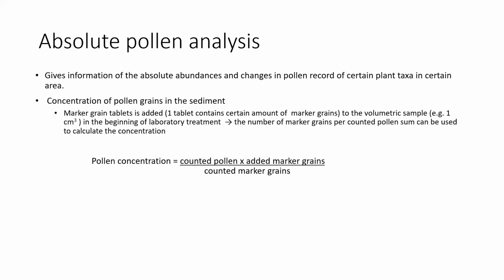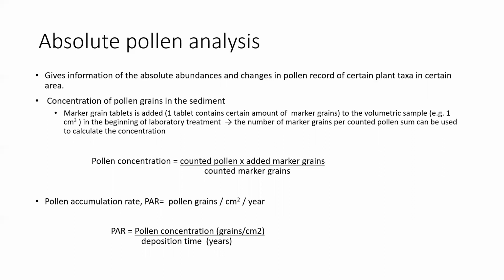And then when we count the marker grains per counted pollen sample, we can use this information to calculate the concentration. The pollen concentration is calculated from the counted pollen multiplied by the known amount of added marker grains, and then divided by the counted marker grains. So then this will give the pollen concentration.